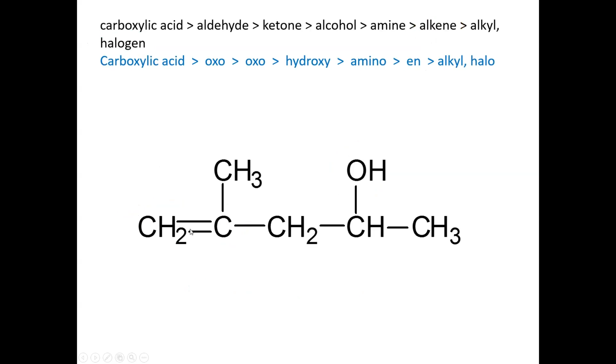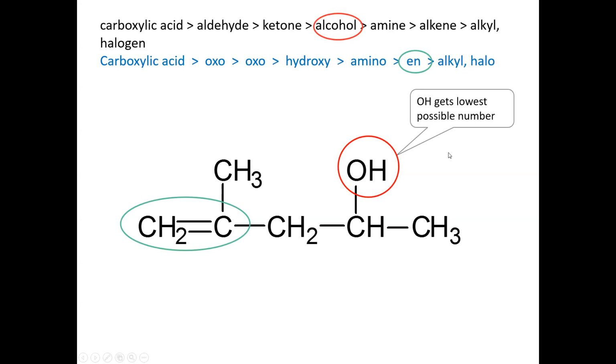Here's one with an alkene and an alcohol. So the alcohol trumps the alkene, so that gets the lowest possible number. And so we have to start numbering from the right. And so it'll be 4-methylpent-4-en-2-ol and not the 1-ene that we had. And the ol comes at the end.